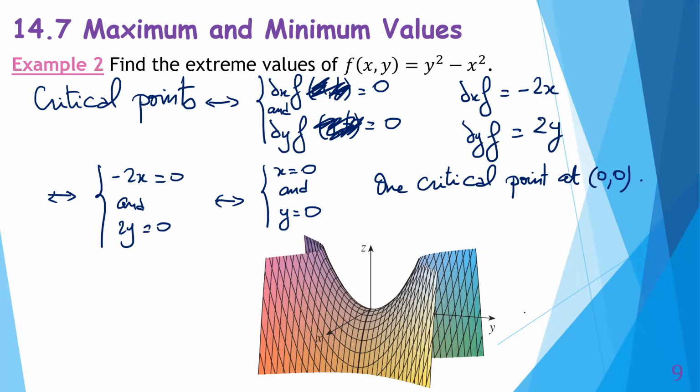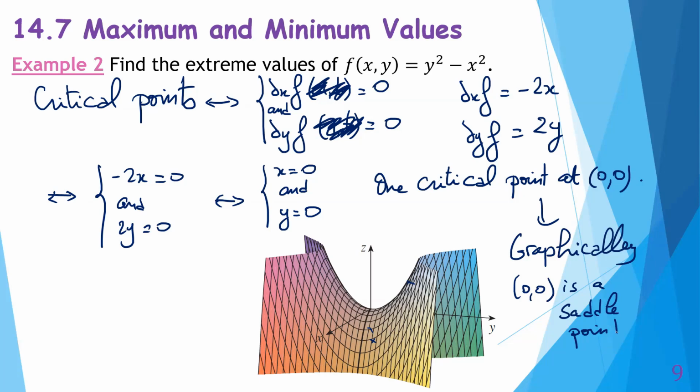So we can see graphically, what do you think from the graph? From the graph, it will be a saddle. It seems a saddle point, so it's not a minimum because here we have lower values, but here you have higher values. So graphically, we expect that 0, 0 is a saddle point. So it's not a maximum nor a minimum.